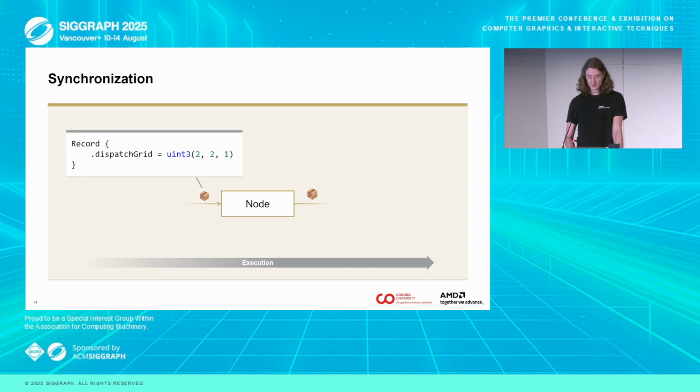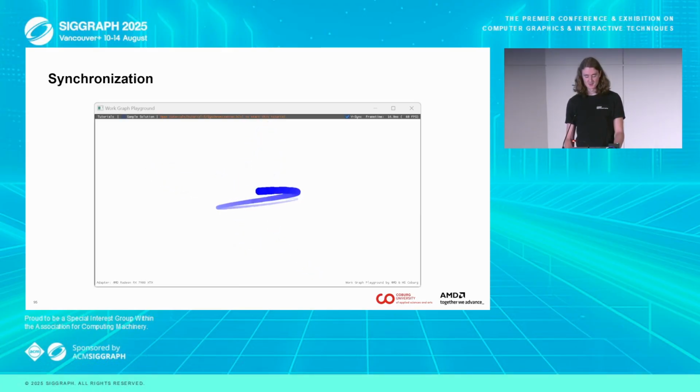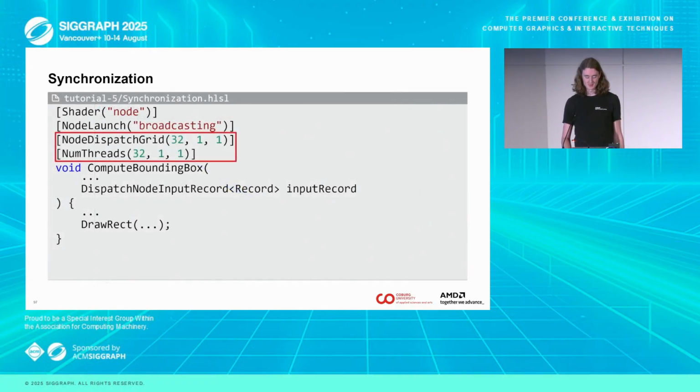We again have a tutorial for this in the work graph playground. Here we're not doing image filtering, but instead we're trying to capture this moving figure with a bounding box by using multiple threads and multiple thread groups in a broadcasting node. So how does this look in the code? Here we have lots of threads and lots of thread groups. We have 32 threads and 32 thread groups. And all of these threads are drawing parts of this wavy figure that you saw before.